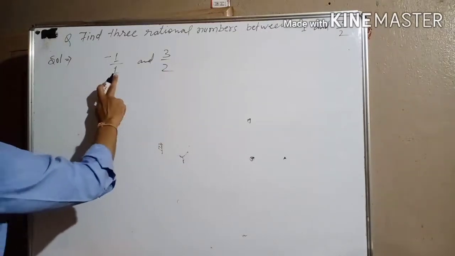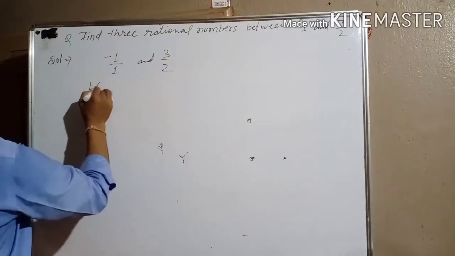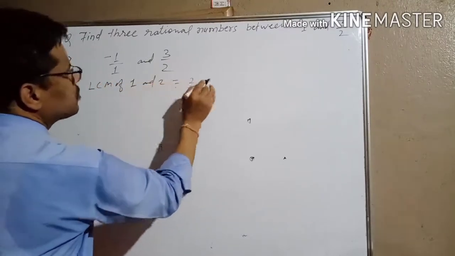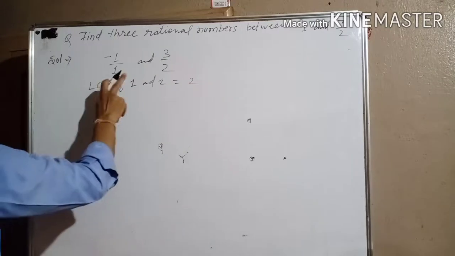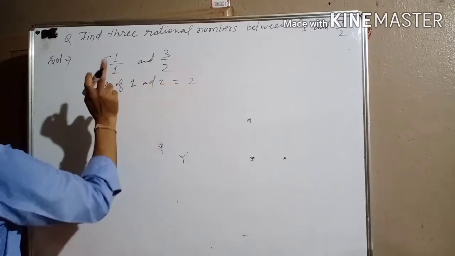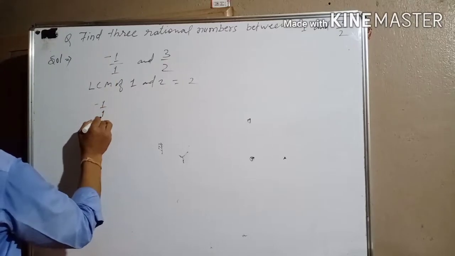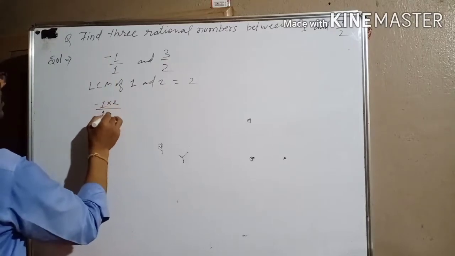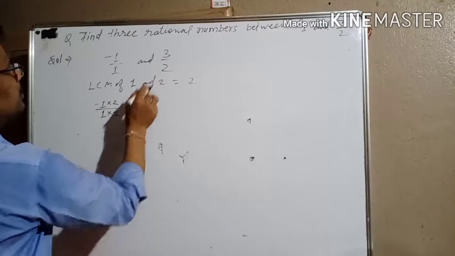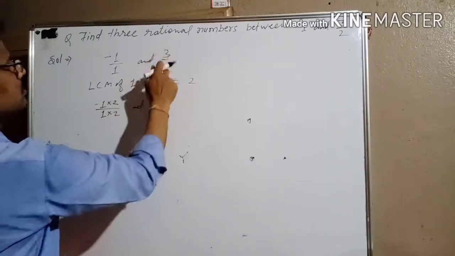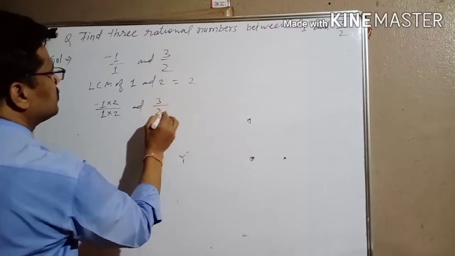So we can write the LCM of 1 and 2. What is the LCM of 1 and 2? We can write here LCM of 1 and 2 is 2. Okay. Now when you divide this 2 by 1, what you get here? 2. So this number should be multiplied, both numerator and denominator should be multiplied by 2. And here this 2 divided by 2, so you get 1. So this number should be multiplied by 1.